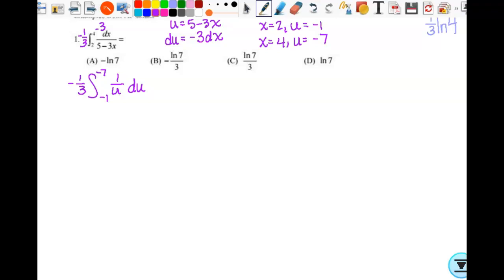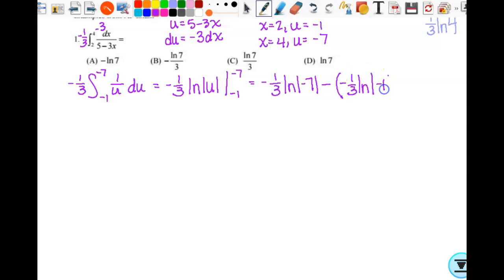Okay. So when we do this, this is going to give me negative 1/3 natural log of the absolute value of u evaluated from negative 1 to negative 7. And then just always remember you do the top minus the bottom. So this is equal to negative 1/3 times the natural log of the absolute value of negative 7 minus a negative 1/3 times the natural log of the absolute value of negative 1, like so. Okay, everybody with me so far?